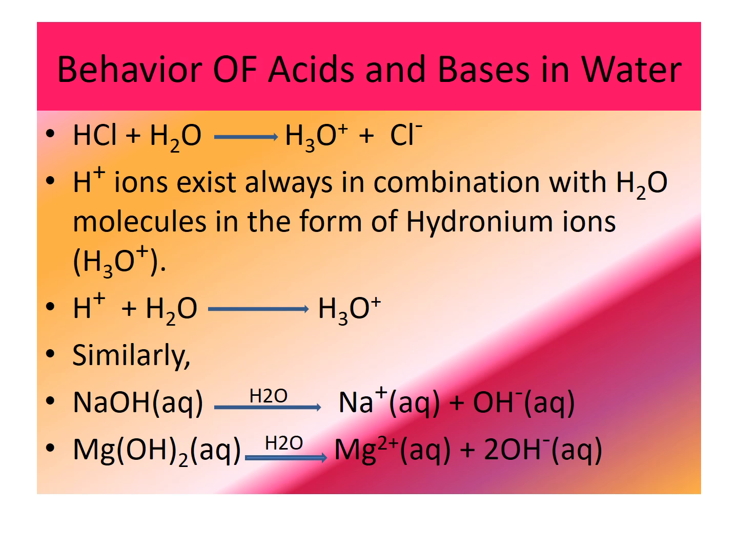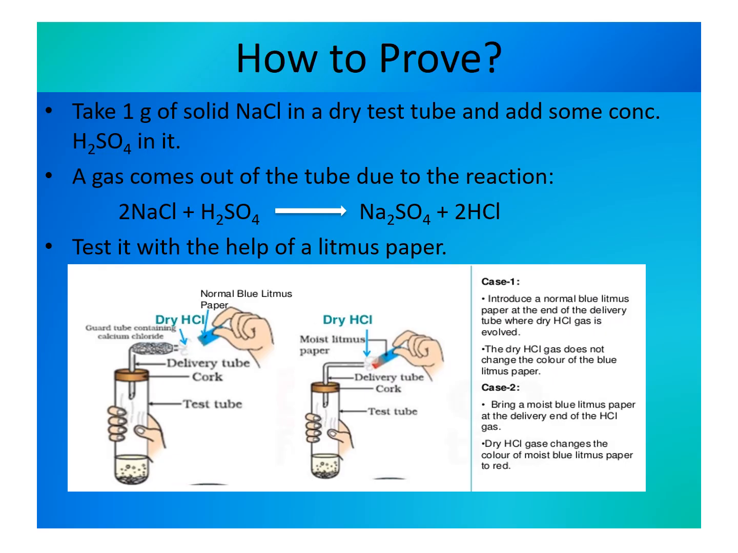One more base I have taken over here, that is magnesium hydroxide. Remember OH group is always present in the bases. So magnesium hydroxide again ionizes in the presence of water to form magnesium ions and again the hydroxide ions. So this ionization makes them a good conductor of electricity. So now you know that acids and bases ionize in the aqueous solutions. Now let's conduct one more activity to prove this behavior.